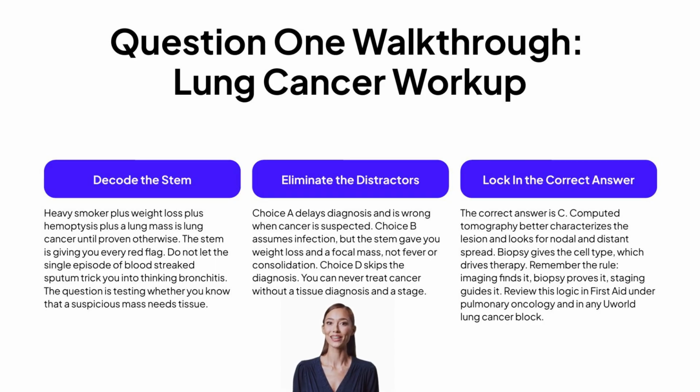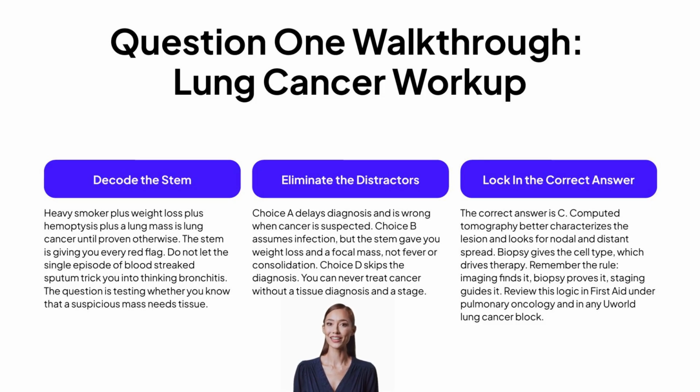Choice A. Repeat the chest film in 6 weeks, delays a cancer diagnosis, never correct when cancer is on the differential. Choice B, empiric antibiotics, assumes infection, but there is no fever, no consolidation, and there is weight loss plus hemoptysis. Wrong. Choice D, start chemotherapy, skips the diagnosis entirely. You cannot treat a cancer you have not proven or staged.